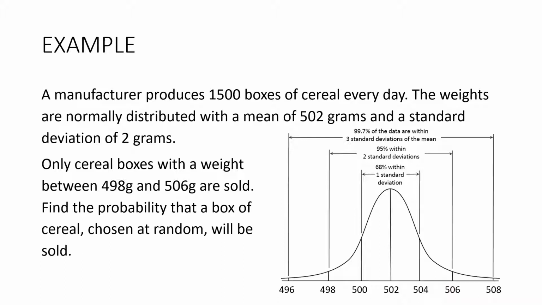Find the probability that a box of cereal chosen at random will be sold. And so that's all of the ones between here and here, which is 95%. Look how we've written it. So the probability that X lies between 498 and 506 is equal to 0.95.